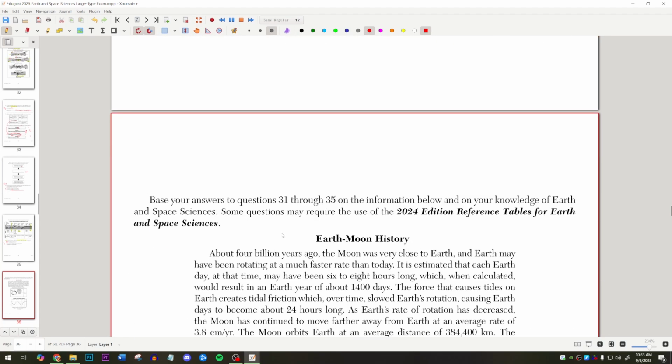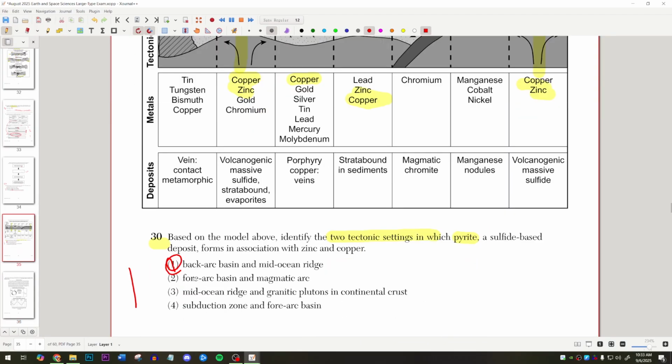Read one question and then go look at the chart. Then read the next question and go look at the chart. You know, go like that. You don't have to read every question in the cluster and then look at the chart because you're not going to remember everything.